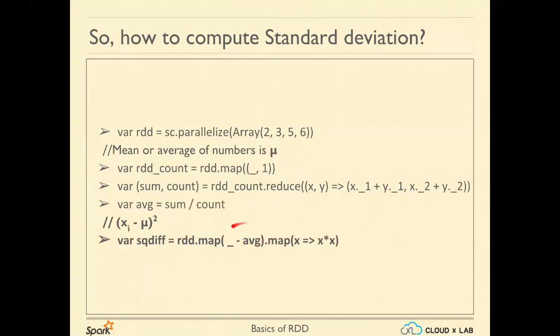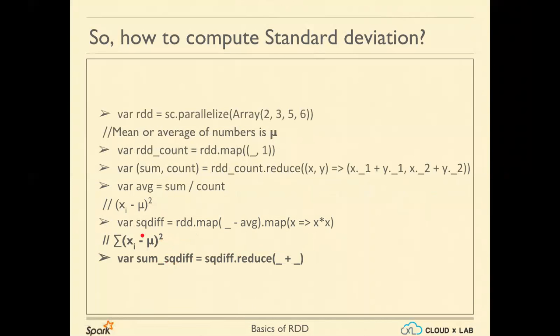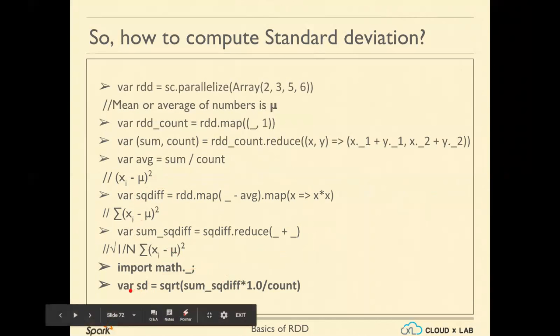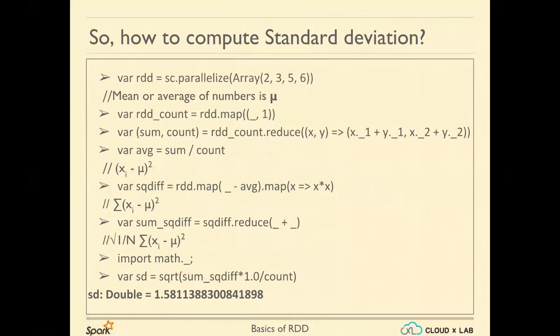That's equivalent to saying map, and we are executing a function which takes an argument underscore and then subtracts the average from it. Then we are writing another map which is squaring the values. So we can chain the maps this way. And then we are summing up the values of the previous step. Afterwards, we are doing the square root after dividing by the count. All right, so this is our strategy to compute the standard deviation.